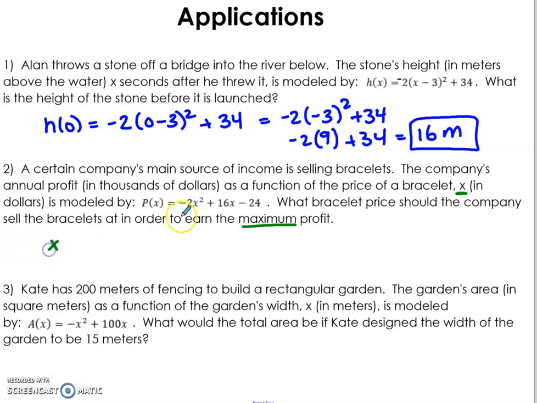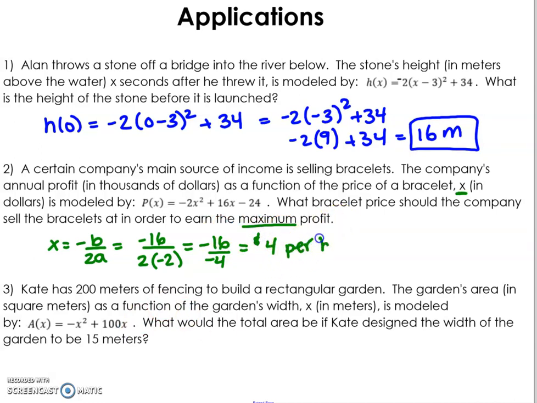So to find the x, because it's standard form, we're going to be doing negative b over 2a. Well, b is going to be 16, so negative 16 over 2 times a, and a is negative 2. So we get negative 16 over negative 4, which is equal to 4. So that means that we have to sell the bracelets for $4 per bracelet in order to maximize the profit. Okay, again, if they asked us what is the maximum profit, we would plug 4 into this equation and solve for y.